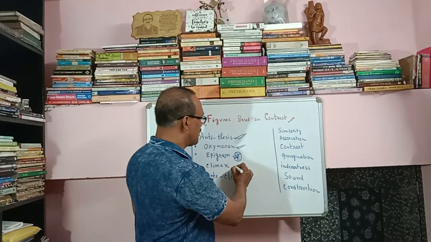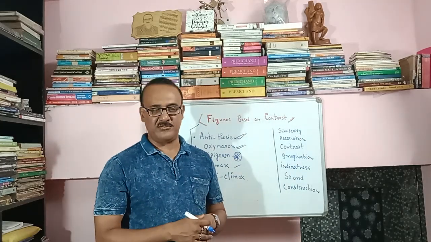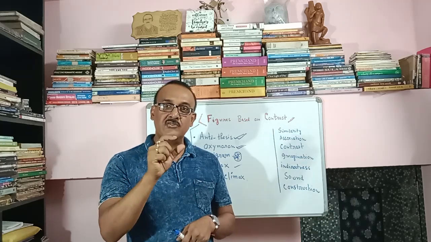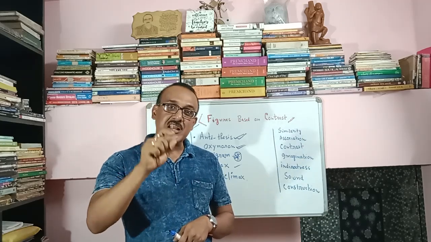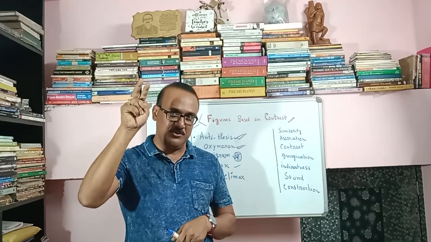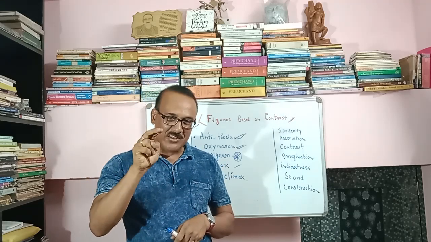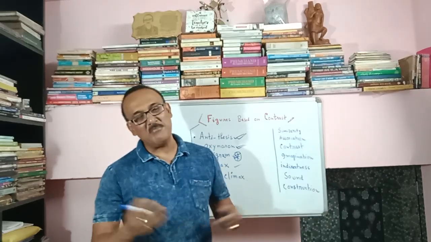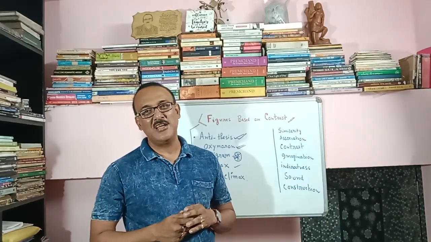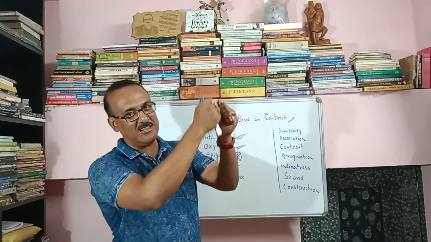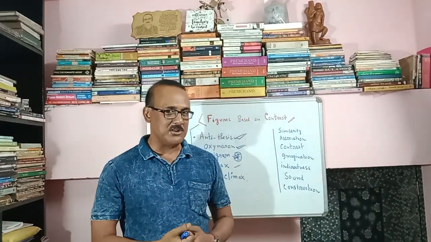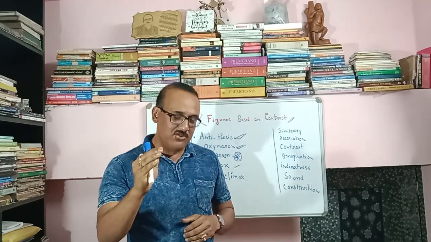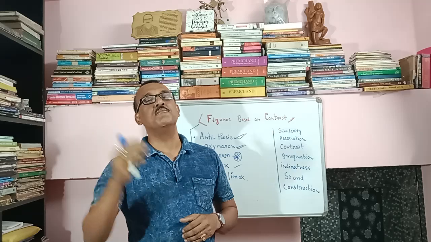Then we come to climax. What is climax? Climax is a figure of speech in which words are arranged in an ascending order of importance. What are the examples of a climax? Like when we climb a stair, the example may be similar to that. We climb a stair, so words are arranged in an ascending order of importance.